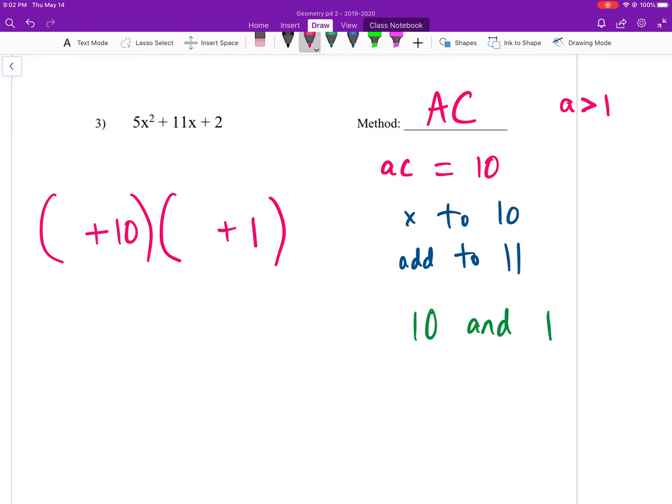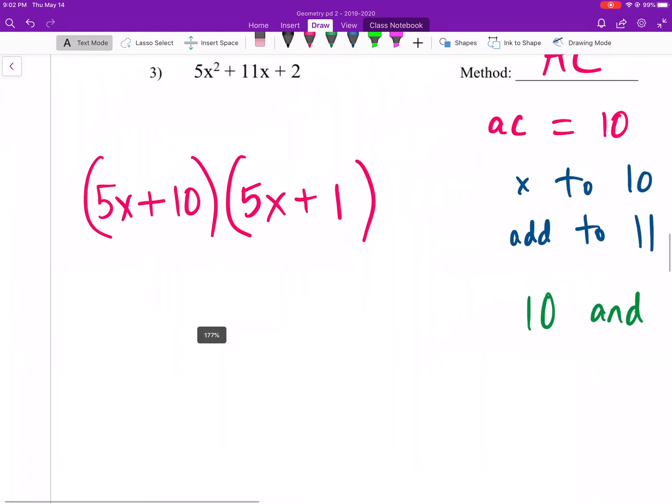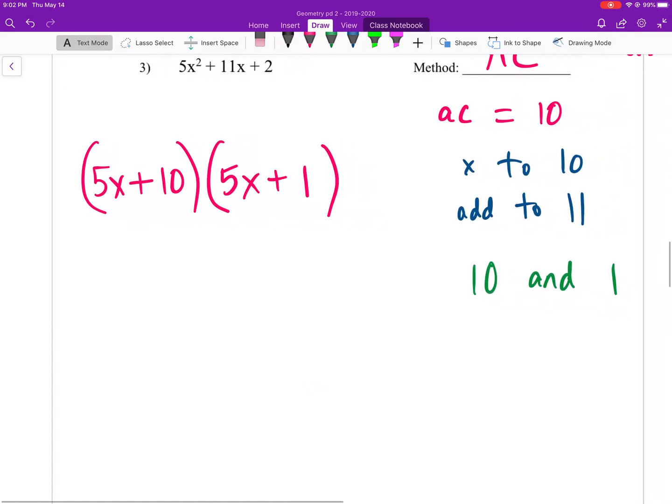What do we throw in front here? Not x. When it's AC factoring, we need that a value. That a value is 5. So 5x and 5x. And now we check: can we divide something out? 5x plus 1, you can't divide anything out. But 5x plus 10, you definitely can. We could divide both of these by 5.